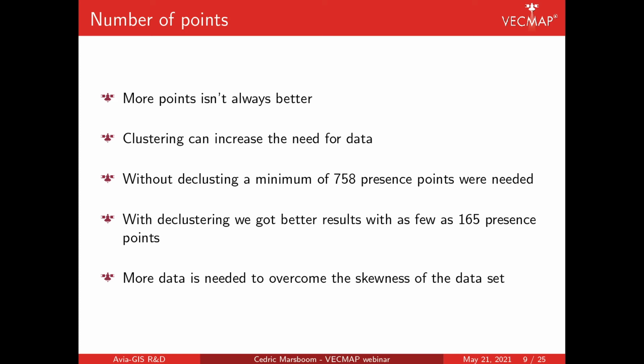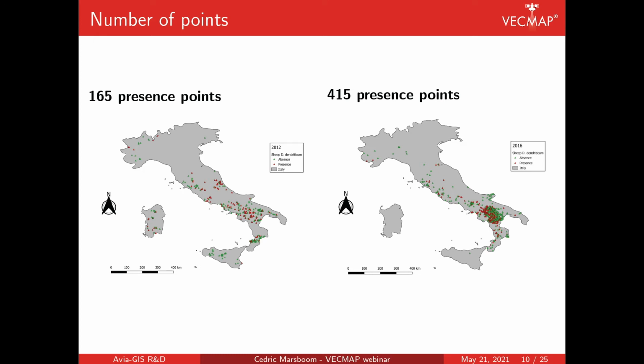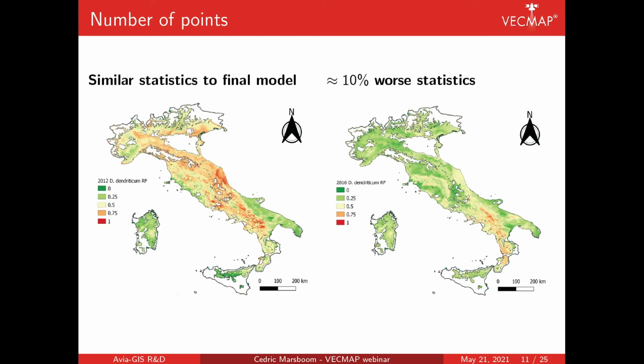So I'll just show you here. If you take a subset of the data, you see on the left we had 165 points, and on the right we had 415 points. We just compared two individual years here, and the final result is that the smaller data set has similar output statistics as the final model that we built in the end, and even though the model on the right has more than twice the amount of data, it performed significantly worse compared to the one on the left.